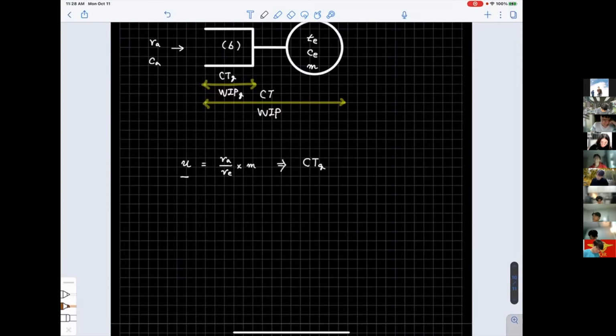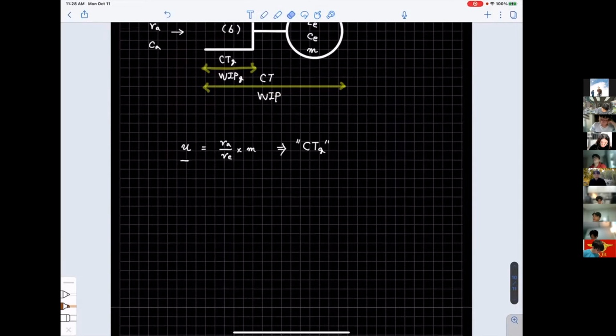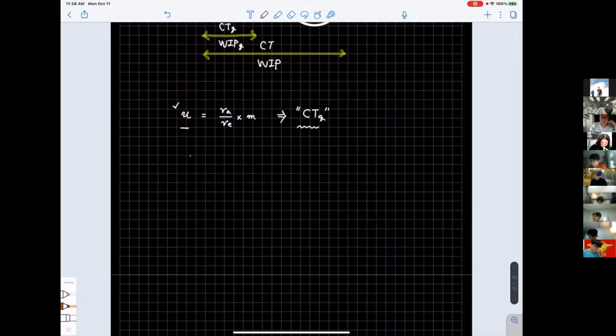Also, this calculation will be different with respect to the kinds of assumption. But anyway, from this calculation, firstly, we have to get CTq. If we get the CTq, then after this, we can calculate CT because CT is the summation of CTq and the effective working time. It is very natural, the natural relation.